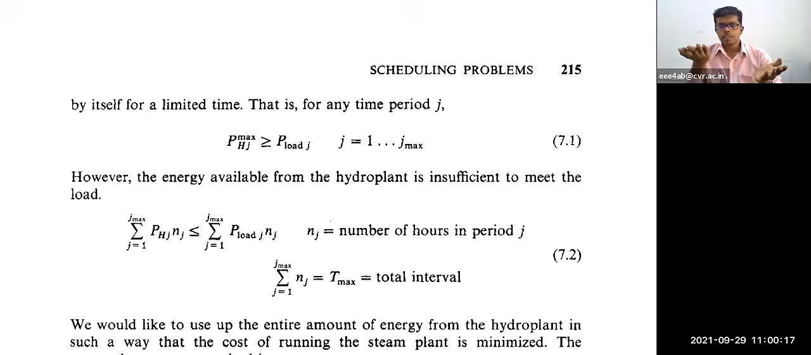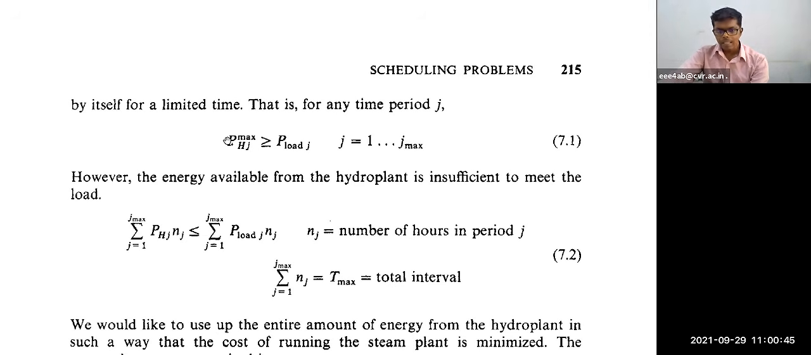If you are utilizing the thermal for only 6 hours, then automatically the cost involved will be reduced. So here also, what we are doing is maximizing the utilization of the hydro. If you say PHj, j is nothing but the time period. Say for example, j is equal to 1 to j maximum, so it is from 1 hour to a maximum of 24 hours.